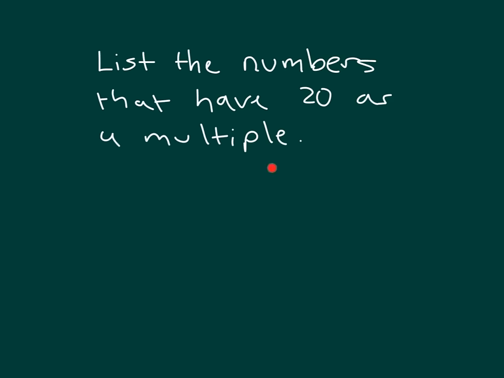Let's do one last problem here. It says to list the numbers that have 20 as a multiple. Well, I know that it'd be 1 because I can go 1, 2, 3, 4, 5, 6, 7, 8 until I get to 20. How about 2? Yeah, because 2 times what? Oh, 2 times 10 is 20. So 2 also could have a multiple of 20. And then so we also do what? 3? Nope. We'd have 4 and 5. These are numbers that have 20 as a multiple.